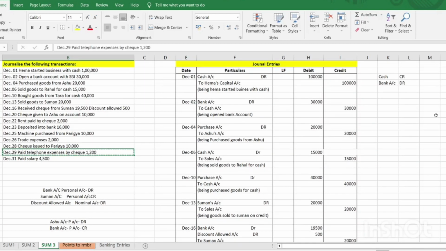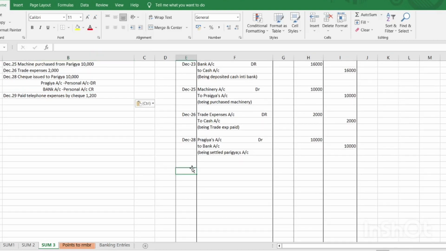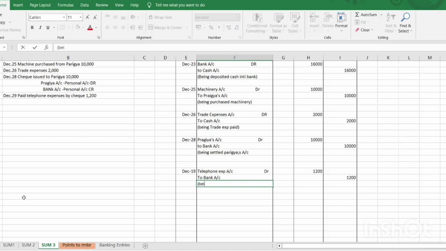Next entry on December 29, we paid telephone expenses through check. Same treatment again like we did for trade expenses. December 29th, telephone expenses account debit to bank account for rupees 1,200, being telephone expenses paid.